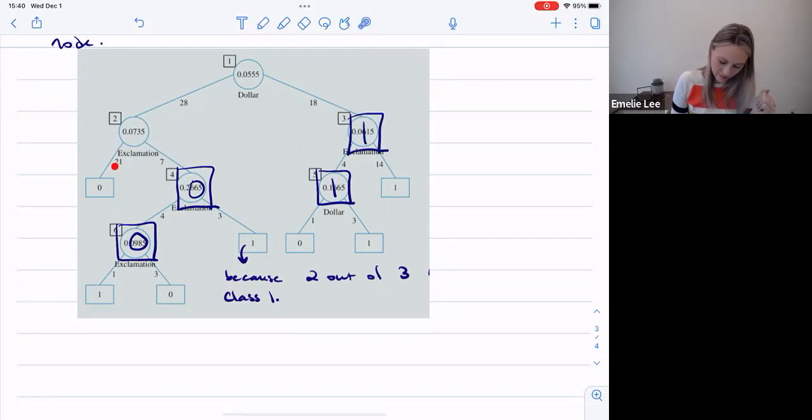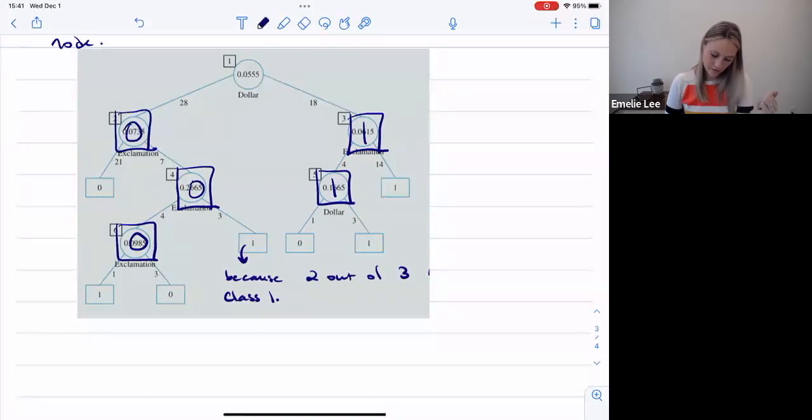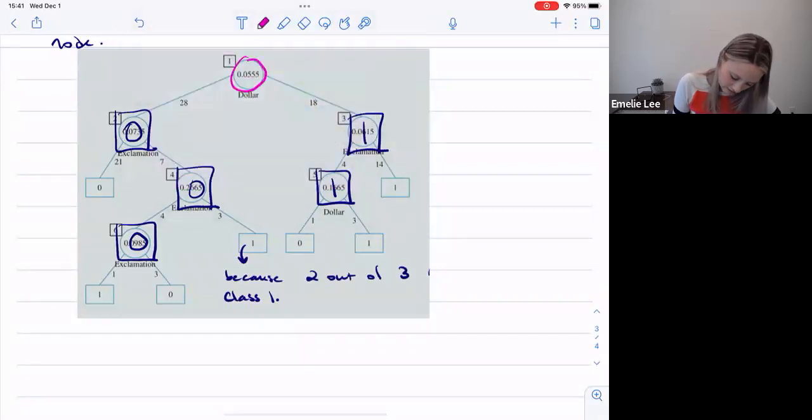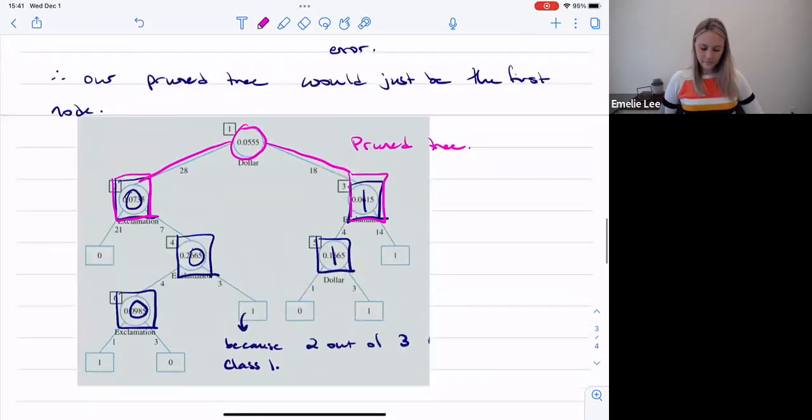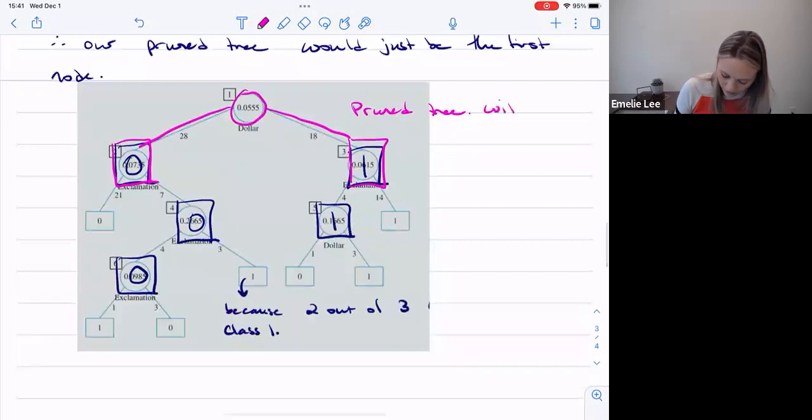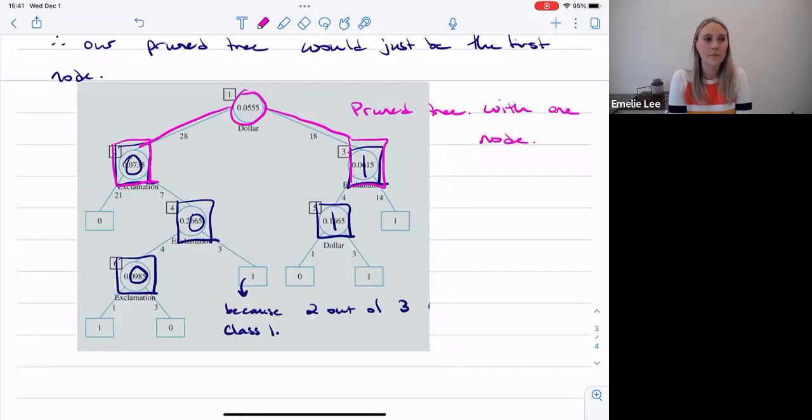And here I have zeros and zeros. This 0 has impurity. This one does not. But if I combine them, then I have 28 zeros. Okay. So this here is our final pruned tree. With one node. Okay, good.